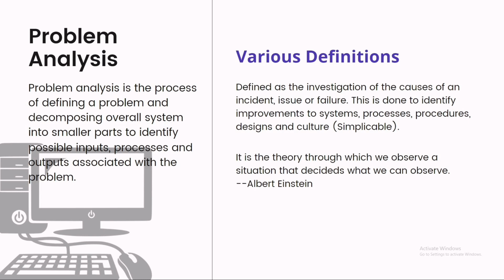not on the computer level. So for Albert Einstein, it is a theory through which we observe a situation that decides what we can observe. Initially, when you read it, it seems rather big. But we will see that at our program level, problem analysis will be easier to implement and understand, compared to Einstein's.